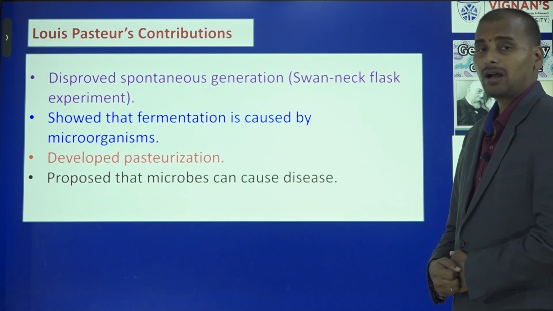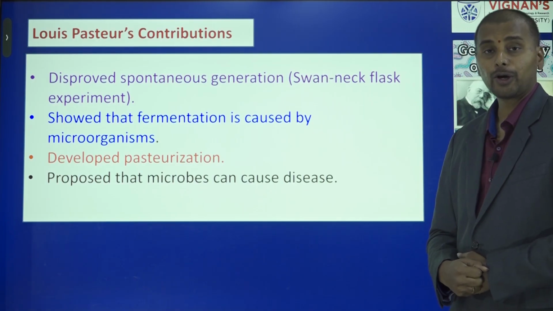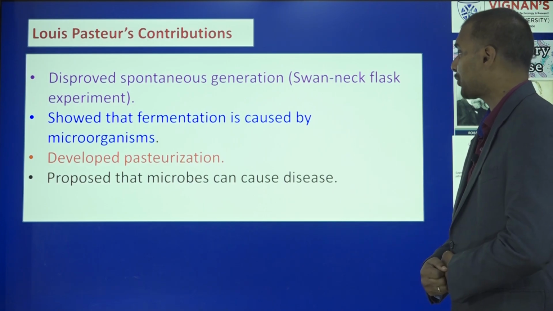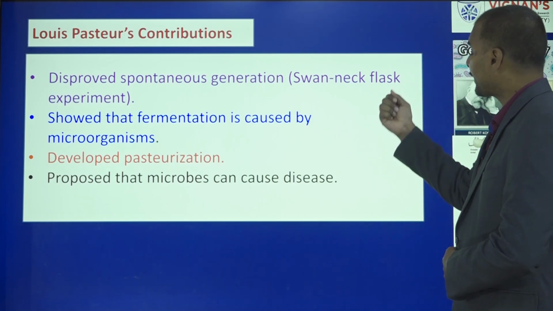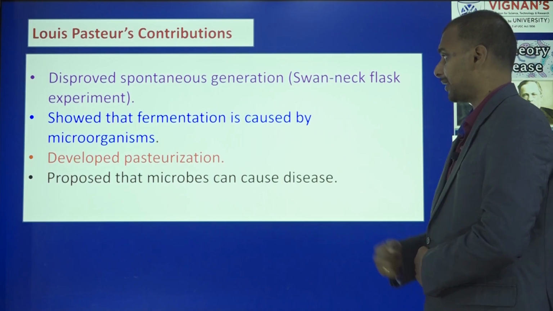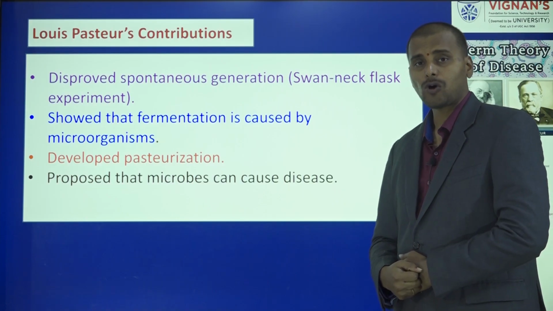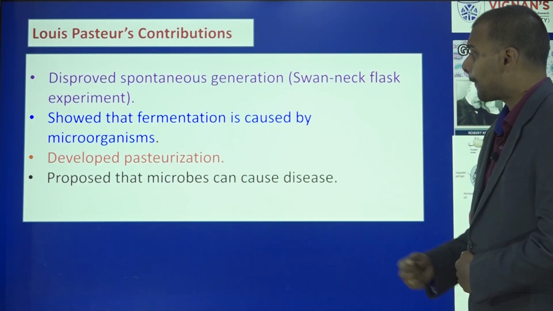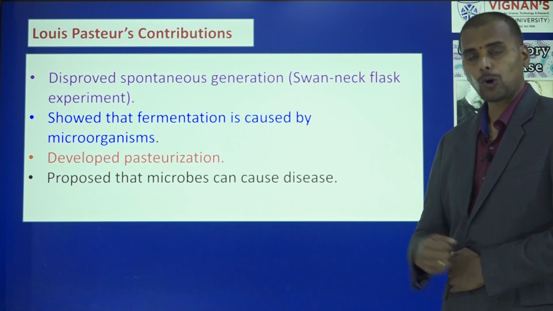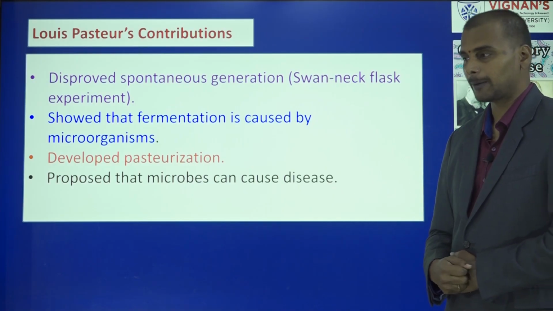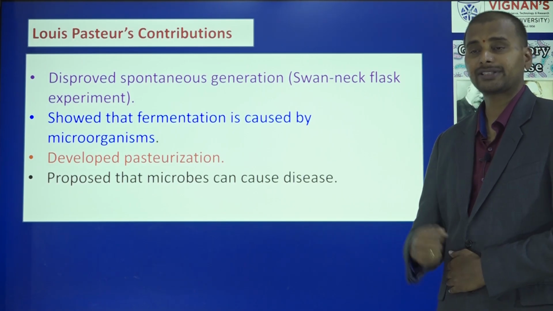Louis Pasteur did enormous work to support the theory of biogenesis. He disproved spontaneous generation and proposed the theory of biogenesis by conducting the swan neck flask experiment. He also showed that fermentation is caused by microorganisms, and he developed pasteurization, a method of sterilization. Now we also use it for the sterilization of milk in households and in breweries.